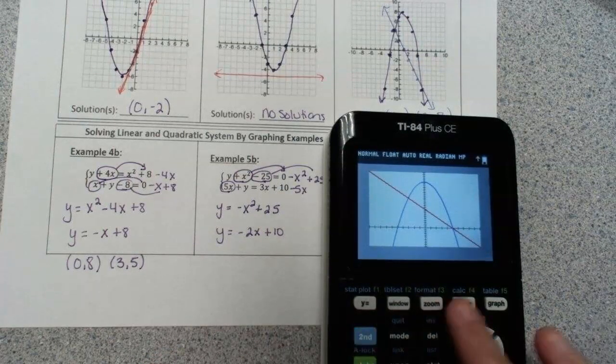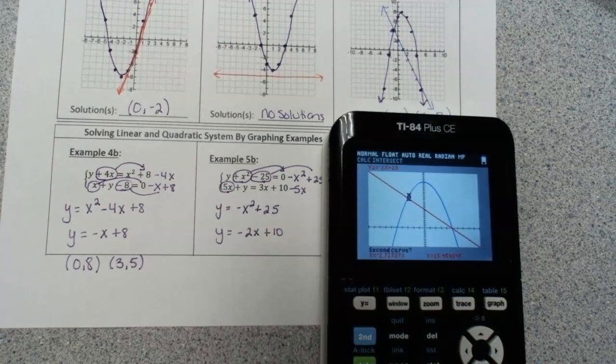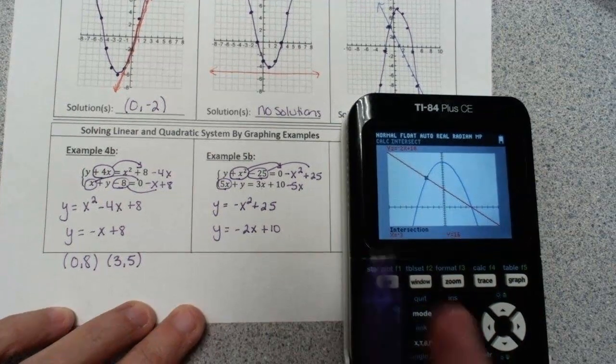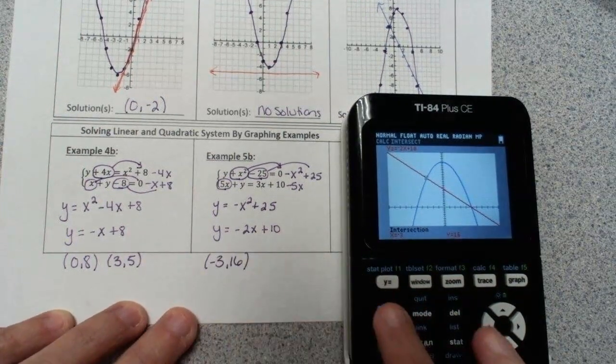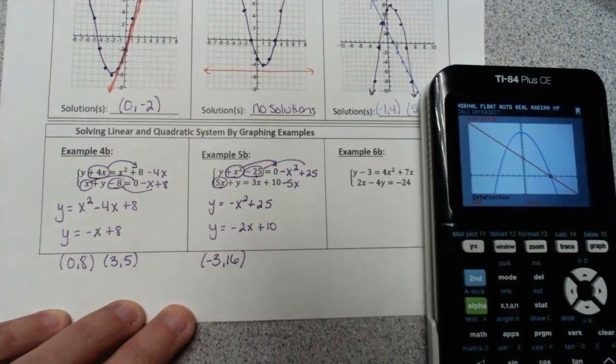All right, so we're just going to do second trace 5. I'm going to move close to one of the intersections and then hit enter 3 times. 1, 2, 3. And so negative 3, 16 is one of my answers. And then we're going to do second trace 5 and then move to the other one. You want to make sure that you hit second trace 5 before you move left and right. And when you get close to that, you're going to hit enter 3 times. And so that's 5, 0.